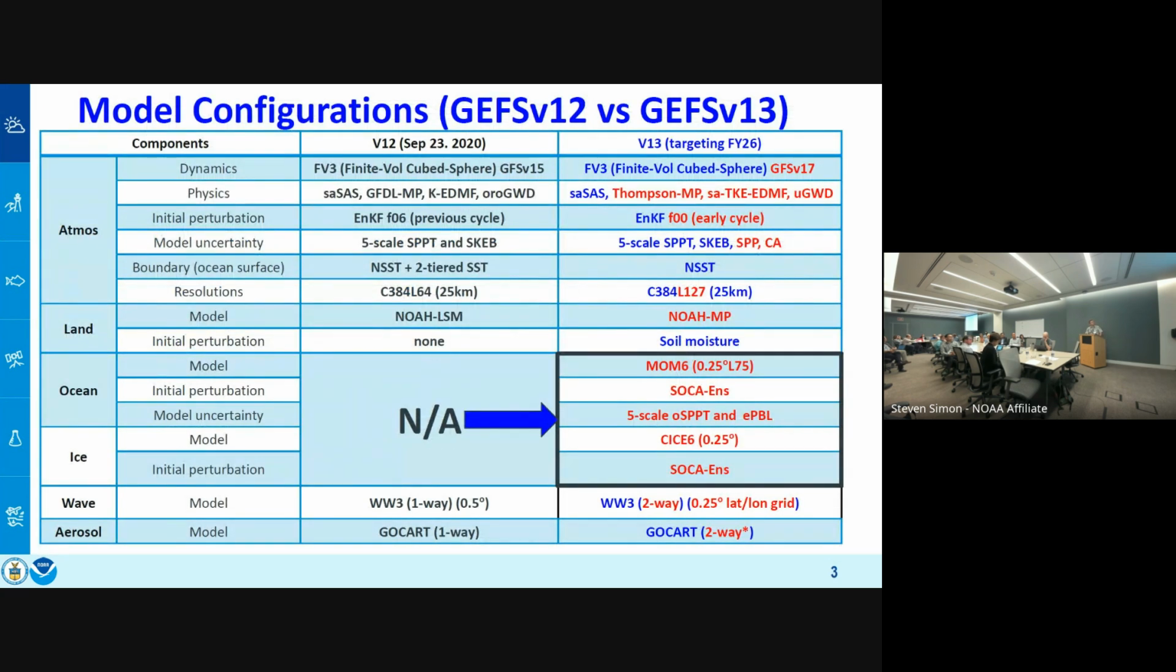This table shows the configurations for GEFSv12 and version 13. In the middle, you see version 12. Of course, there are a lot of updates from version 12 to version 13. You see the physics updates and DA, physics, and the model vertical resolution, etc. But the major change you see here is that GEFSv12 is an uncoupled model, and version 13 has ocean and ice coupling. Basically, it is expected to improve the subseasonal forecast.